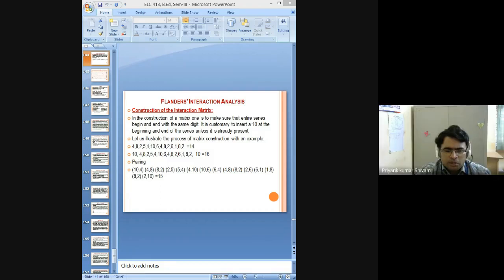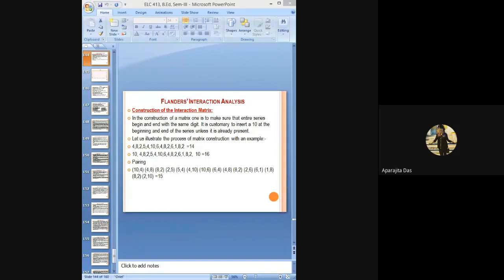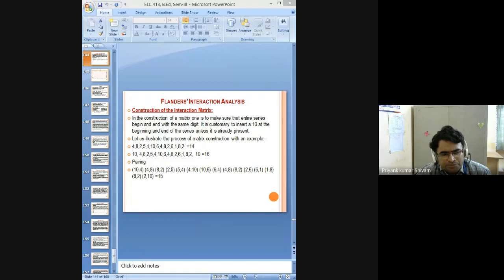So you have drawn that one. That means you have written the numbers, then you made the pairs. The pairing work has been completed. Make the pair.